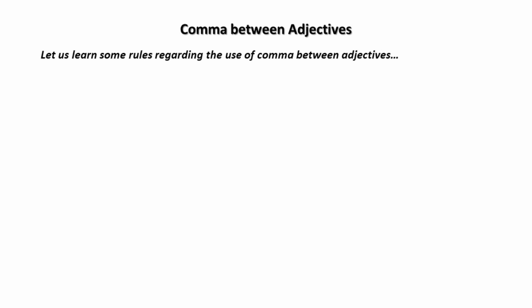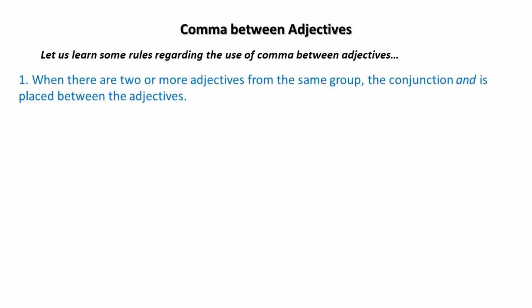Students, our next topic is use of comma between adjectives. Let us learn some rules regarding the use of comma between adjectives. Rule 1. When there are two or more adjectives from the same group, the conjunction and is placed between the adjectives.